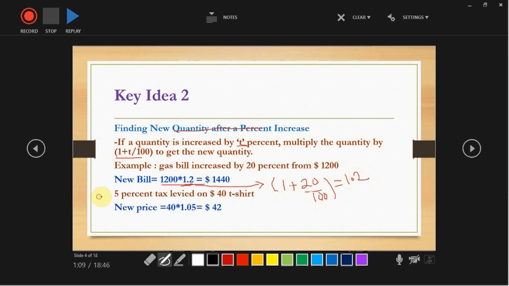As a second example, a 5% tax is levied on a $40 t-shirt. The new price will be 40 into 1.05 equals $42. You can multiply these two numbers on the on-screen calculator if these numbers are in decimals.